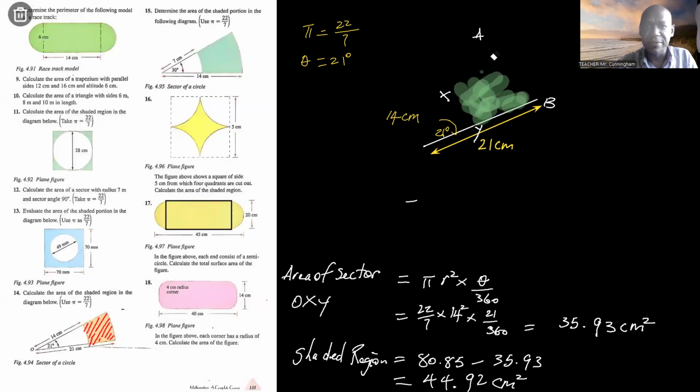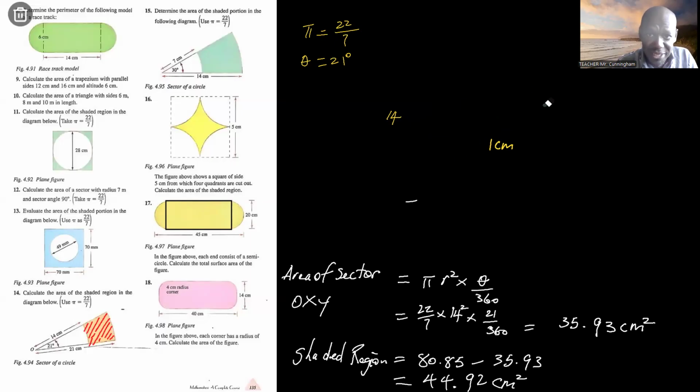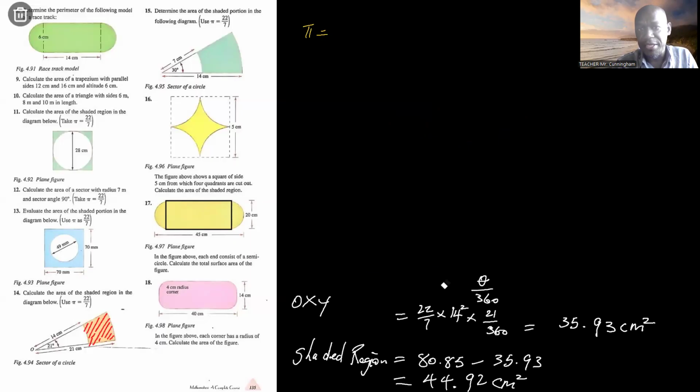So we're doing number 17. Did they tell us what to use pi as? All right, so we're using pi as 3.14. Let's make it a little easier today. We're using pi as 3.14.